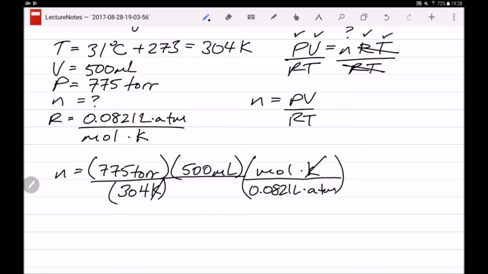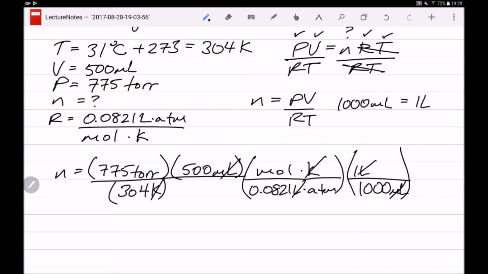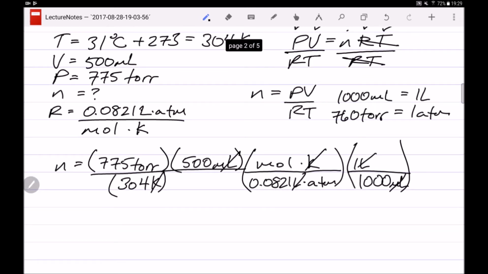But I know that for every 1,000 milliliters, there's 1 liter. So I'll want to put 1 liter on top and 1,000 milliliters on the bottom so that they cancel. And torr doesn't cancel with atmospheres. But I know that there's 760 torr for every 1 atmosphere, and you can find that in the textbook. They're usually in the back.